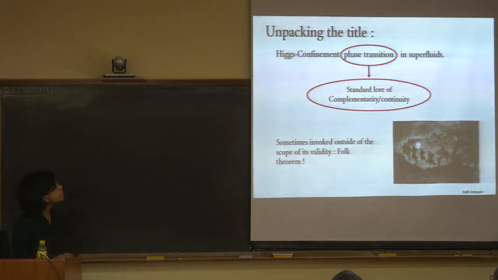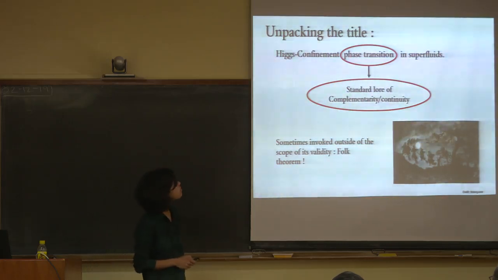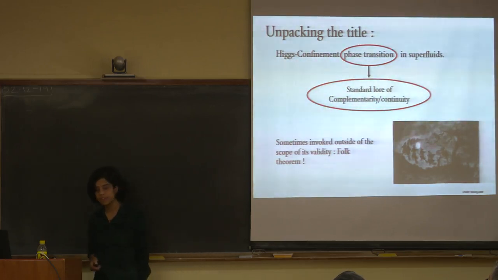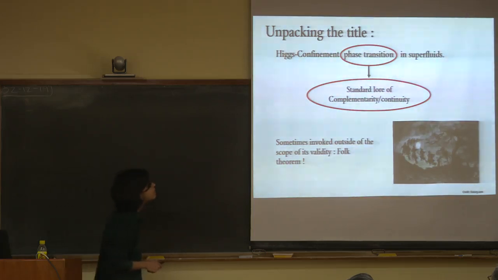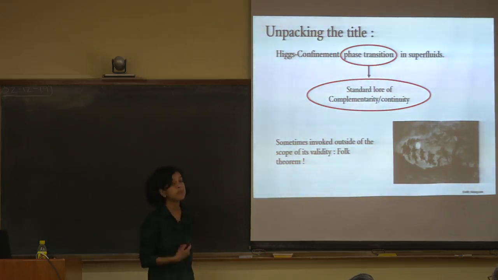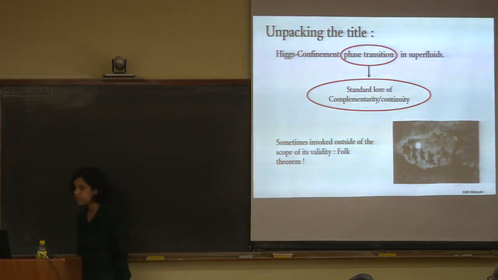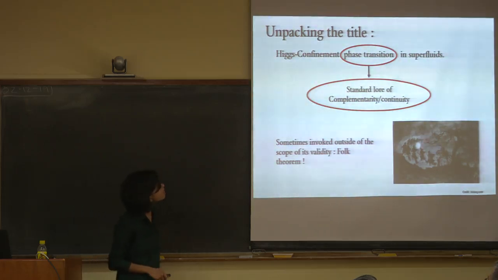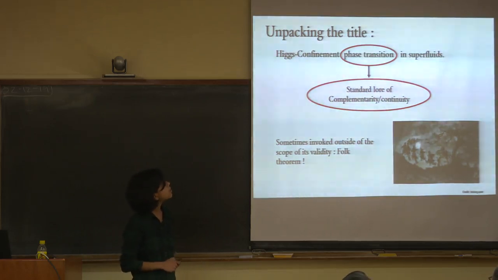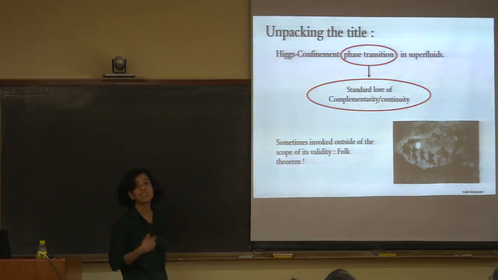People have been thinking about this question for some time. There was a paper in 1979 by Fradkin and Shenker addressing exactly this question, whether Higgs and confining phases of a gauge theory can be separated by a phase transition or not. And what they showed in their paper is that under certain circumstances, which I will elaborate on later in this talk, the Higgs and confining sides of a gauge theory are actually smoothly connected. They are not separated by a phase transition.